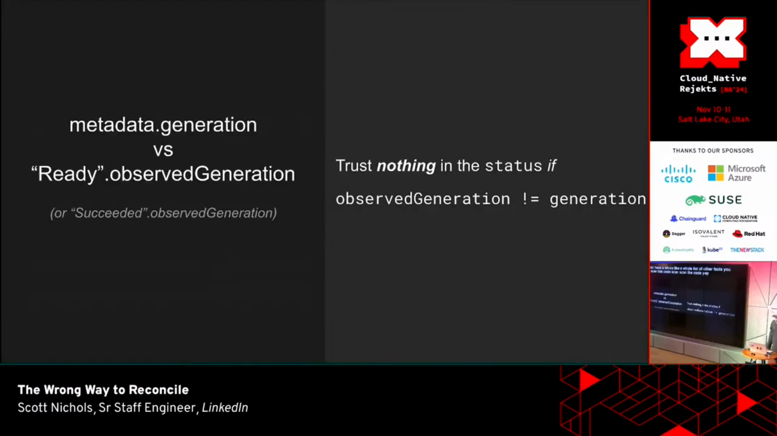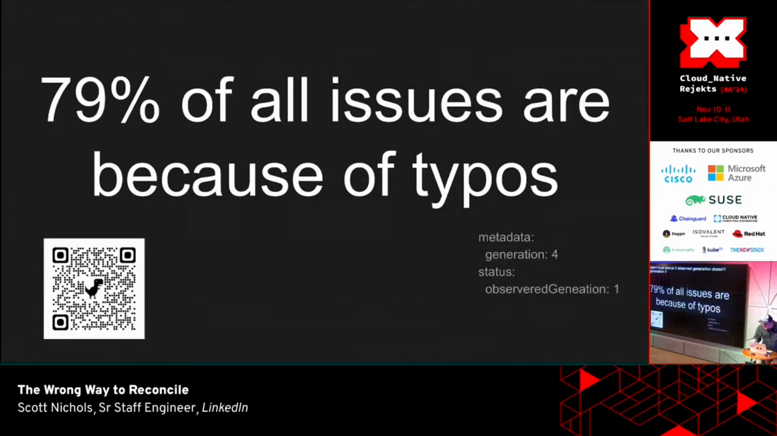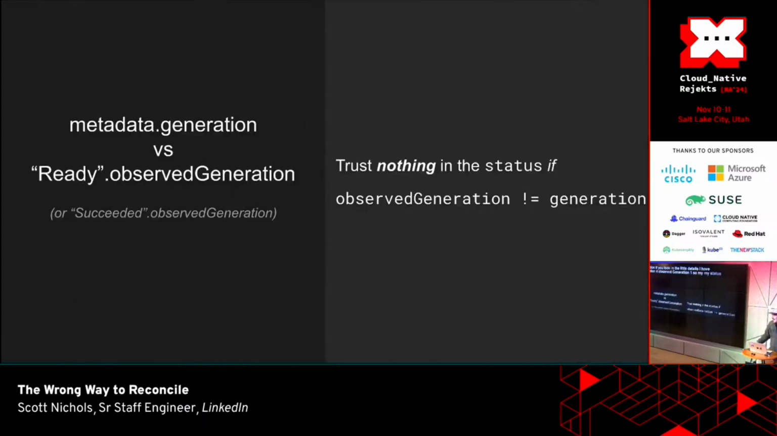Yep. So don't trust status if observed generation doesn't match generation. If you look in the little details, I have generation 4, observed generation 1. So my status is a lie. It's not what I intended. Who knows what it's doing? I don't know. I can't trust it, right?